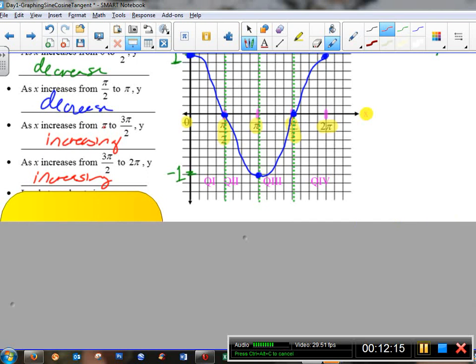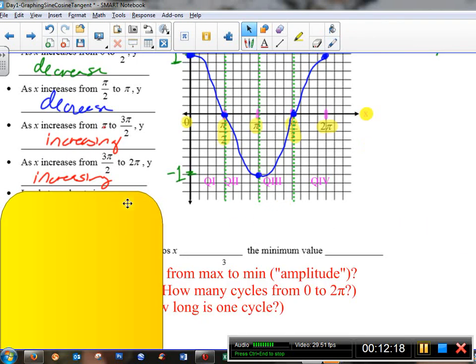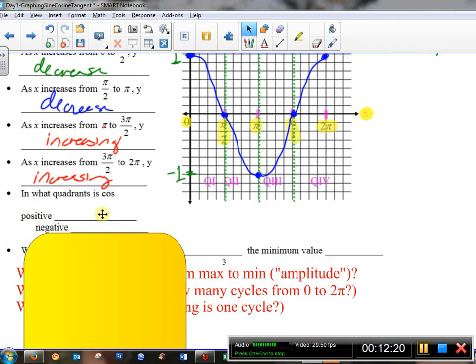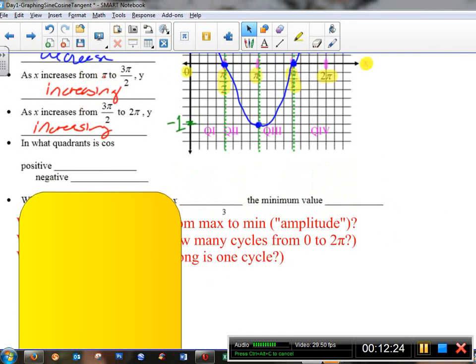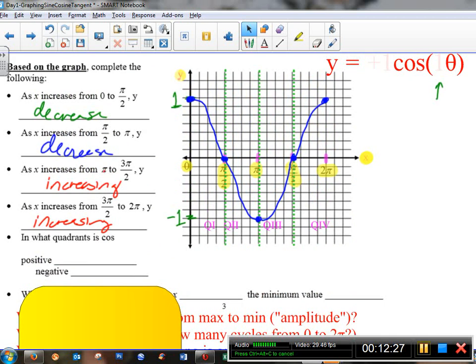Let's see what that last question is asking us. Got a couple of questions down there. It says, what quadrant is the cosine positive? Well, you should already be able to answer that question, but let's do it from this graph. Wherever that blue curve is above the x-axis, the function is positive. It's above the x-axis in quadrant 1. It's above the x-axis in quadrant 4. So that's where it's positive.